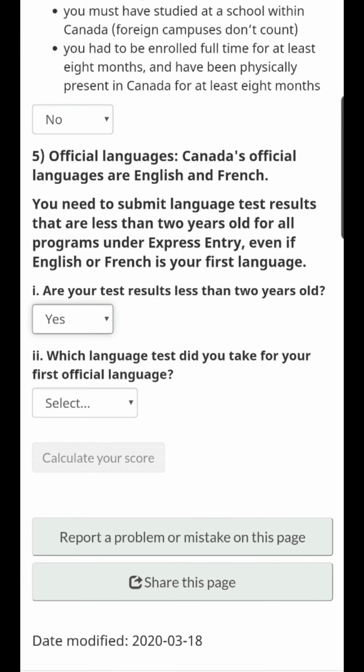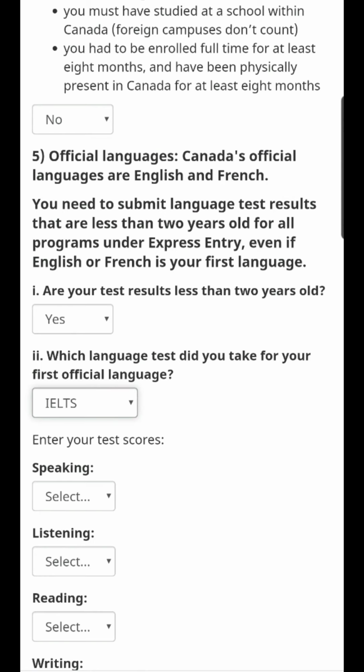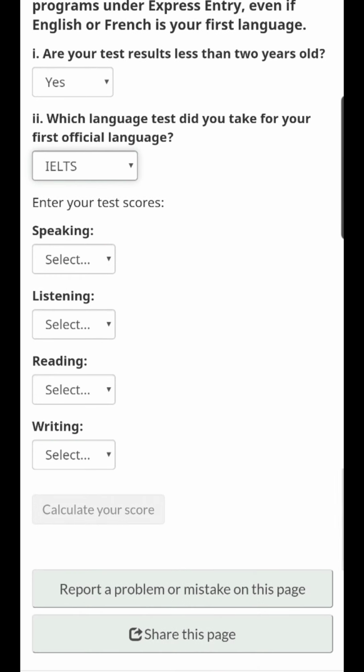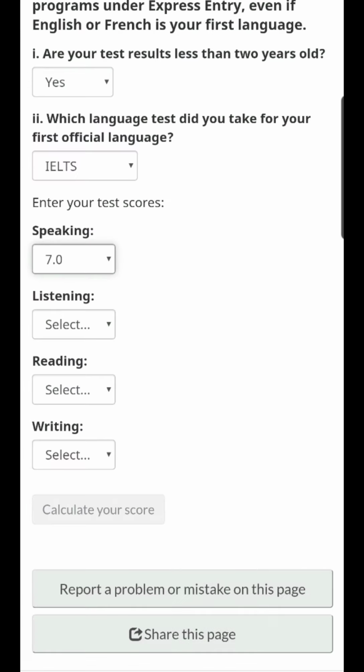Which language test did you take for your first official language? There are options: CELPIP, IELTS, TEF Canada, TCF Canada. I'll select IELTS. Next, you have to give the scores for the IELTS exam. Speaking, here I will select 7.0.